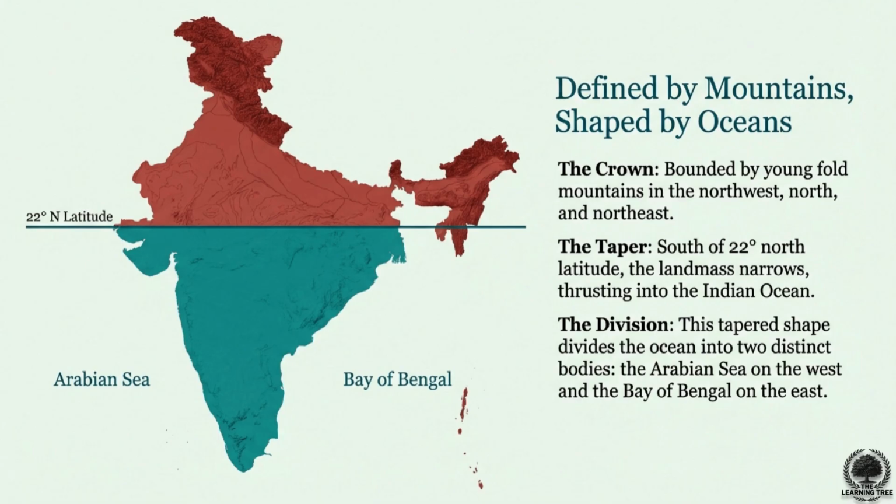As a result, the Indian Ocean is divided into 2 major water bodies. The Arabian Sea lies to the west of India, while the Bay of Bengal lies to the east. This unique shape strengthens India's maritime connections and strategic importance.